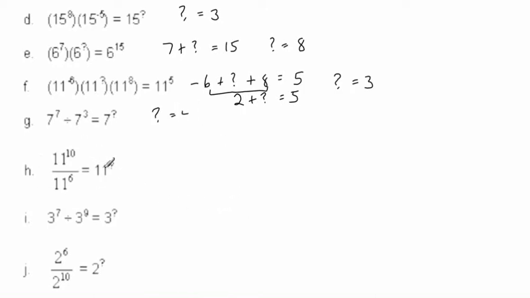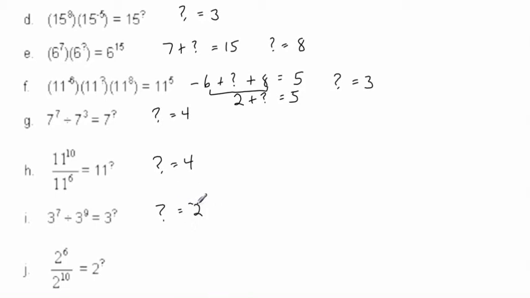Okay, this is written in fraction form, so we always do the top minus the bottom. So 11 to the 10th divided by 11 to the 6th. The 10 minus the 6 is 4. Then 3 to the 7th divided by 3 to the 9th. Well, we again go first minus second. So 7 minus 9 is a negative 2 because I'm subtracting more.